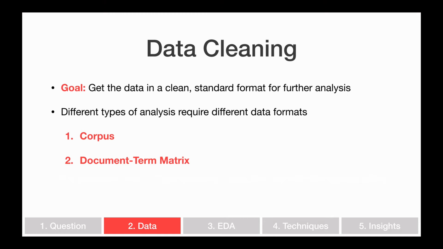Okay, so that was my data gathering piece. I was able to scrape all that data. The next thing I did was I had to take all that scraped data and clean it in some way. So the goal of this step is to get the data in a clean, standard format for further analysis. And different types of analysis actually require the data to be in different formats. So I put all the data in two different formats. One is just a corpus, which I'll talk about in a bit, and then another is the document term matrix.